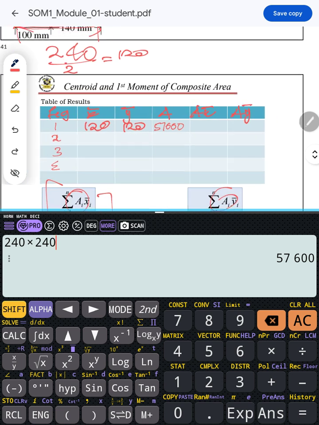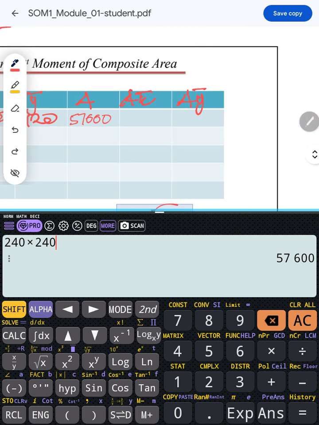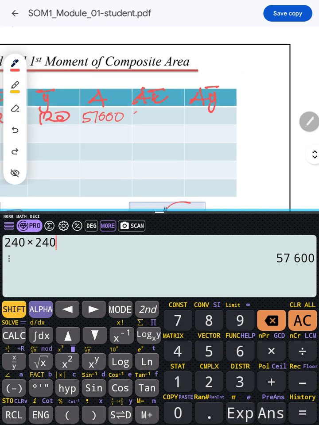Right, that's the area. And now to get this Ax, you just multiply this by this, right? It seems it won't fit, so let's write it this way. Let's write it all.